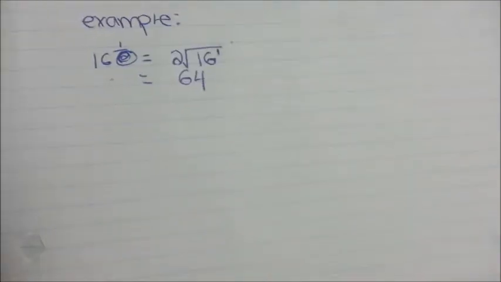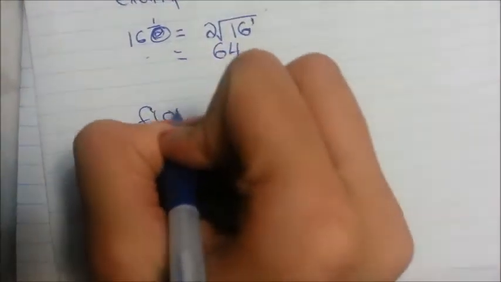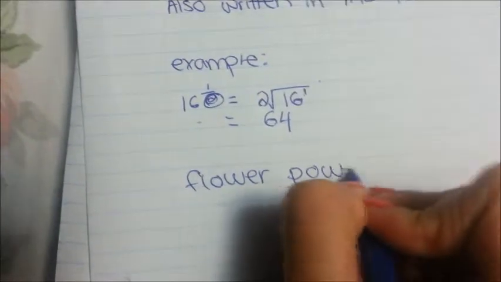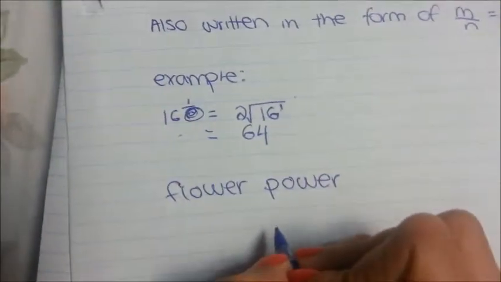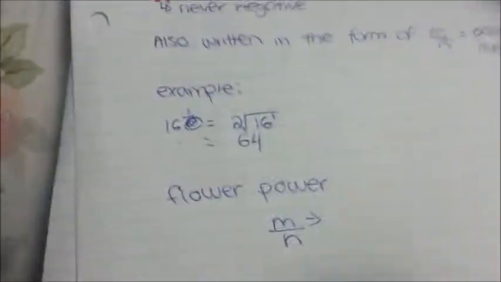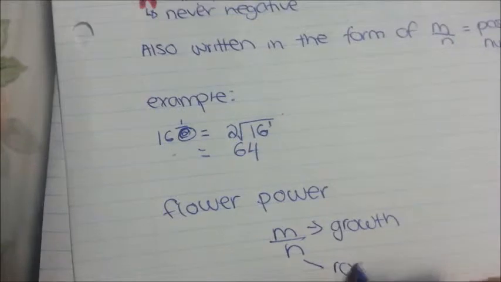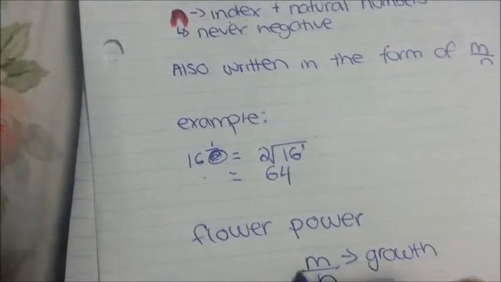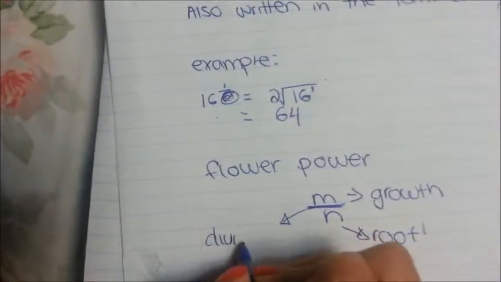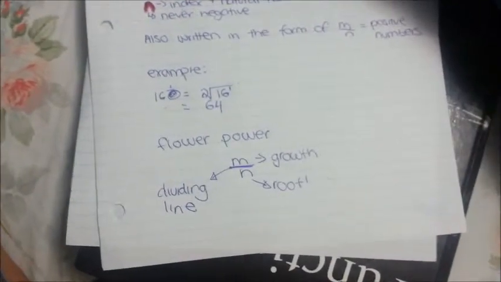If you want an easier way to remember this, it is called flower power, where m is the power, and the n is the root, and then the dividing line is called the dividing line. So that's a very easy way to remember.